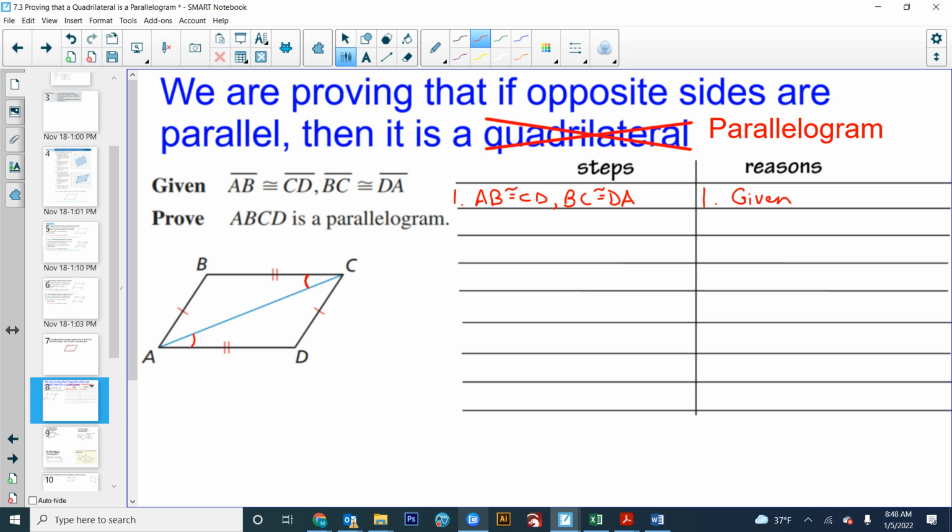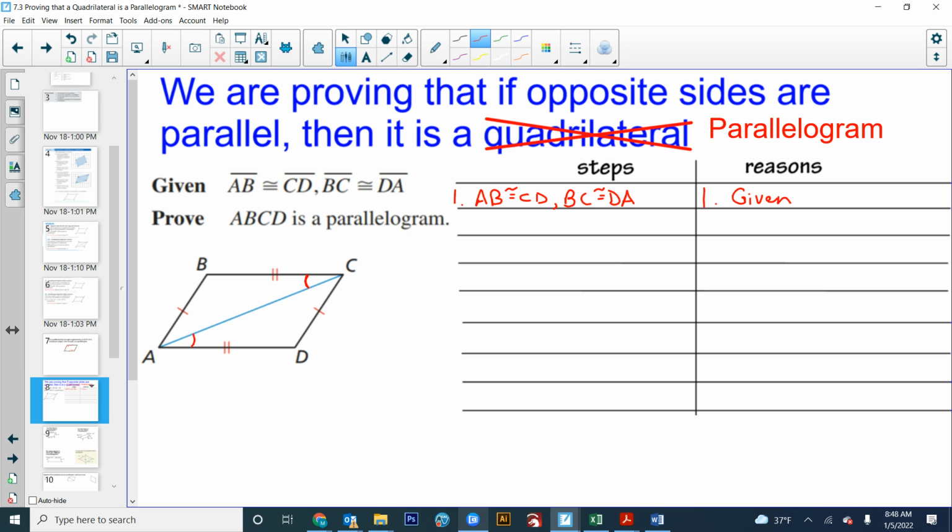Yes? Are alternate interior angles always congruent? No, only if the lines are parallel, right? What else is true, though? If you do some work and, oh, look, those angles are congruent some other way, not because they're alternate interior, some other way. Oh, those angles that are congruent are alternate interior angles. BC and DA must be parallel. Oh, that's the converse of the alternate interior angles theorem, right?